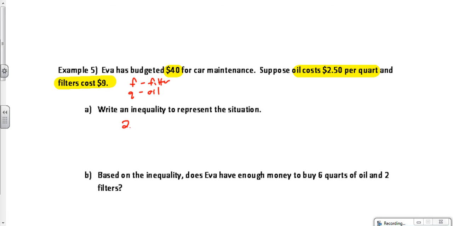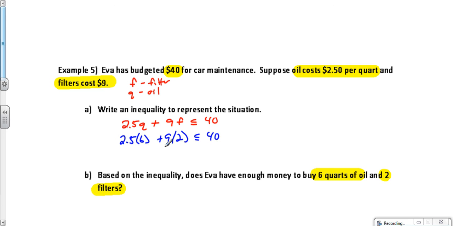Well, if she pays $2.50 per quart, and she pays $9 per filter, that must be less than or equal to $40. Now, based on this inequality, does she have enough if she buys 6 quarts of oil and 2 filters? If we plug that in, we will get 2.5 times 6 quarts plus 9 times 2 filters, and we'll see if that's less than $40 or not.